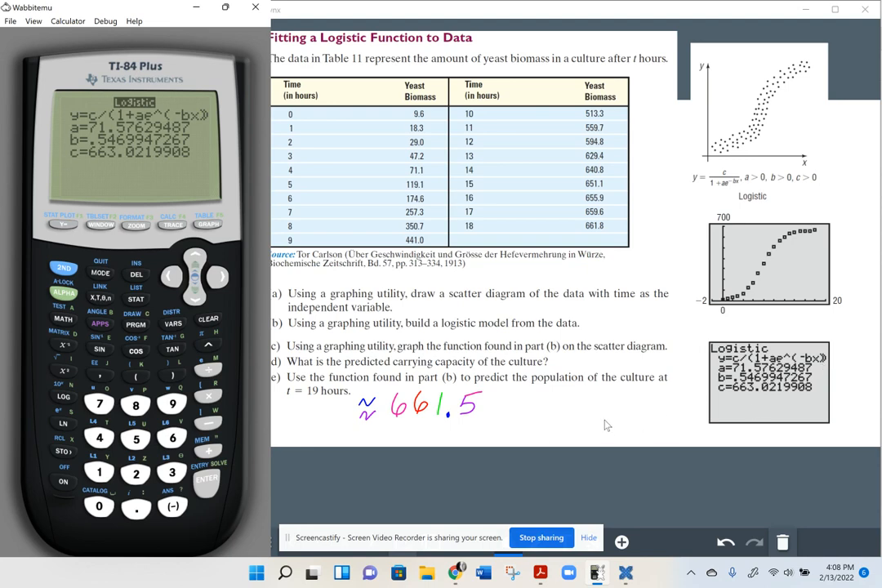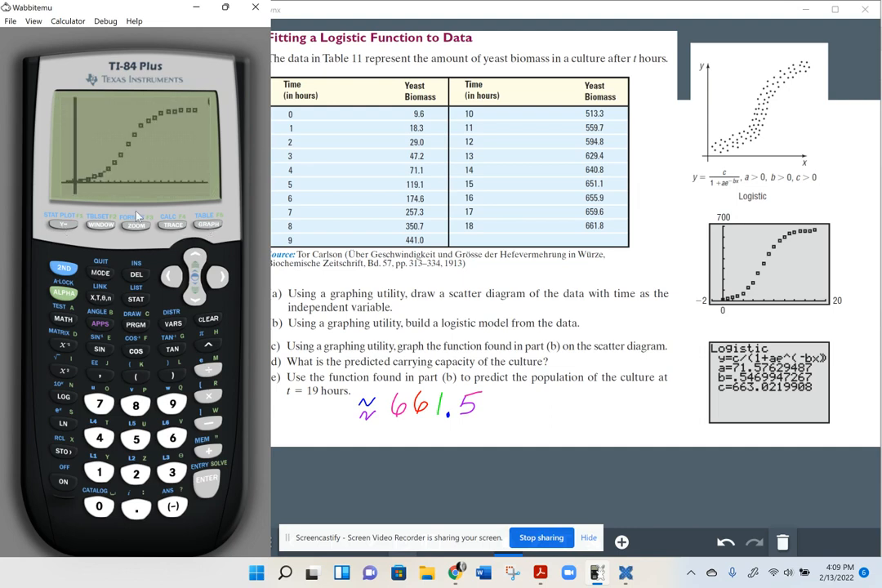So once that's in there, we can also analyze predicted carrying capacity of the culture. Sorry, not of the future. Ooh. Carrying capacity, we know, is the C value up top, so 663, whatever the units is for the yeast biomass. Ooh, it got really close. It got really close after T equals 18. So let's see how much it would be at 19 hours. So if I stored that equation, it's in there. I'm going to graph it.